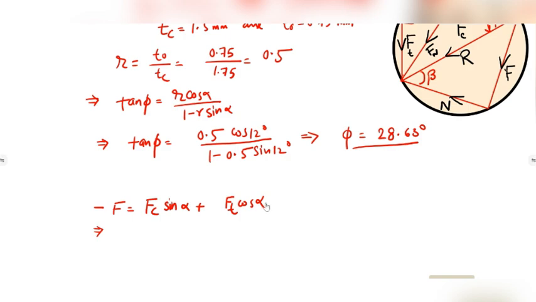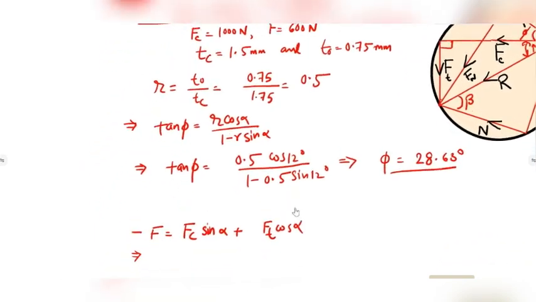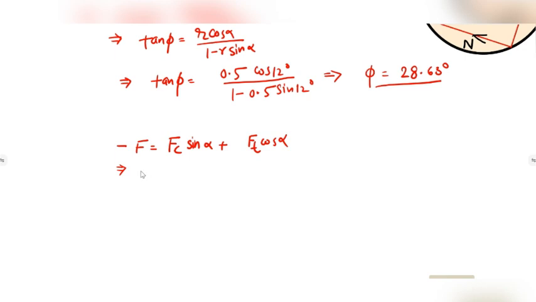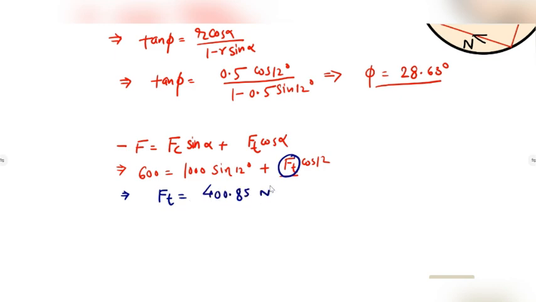So we have the value of F as 600 Newton. So 600 is equals to value of Fc as 1000 sin alpha. So alpha value is 12 degree, plus Ft cos of 12. So from this equation, Ft can be determined. So solving this equation, we will get the value of Ft as 400.85.